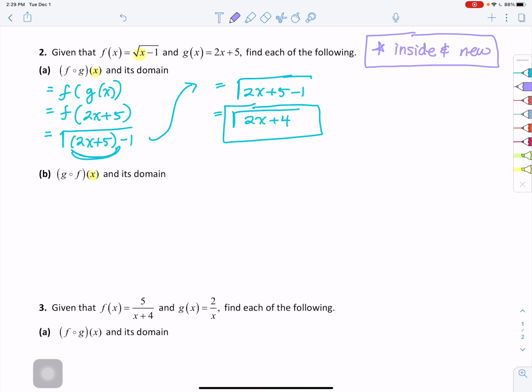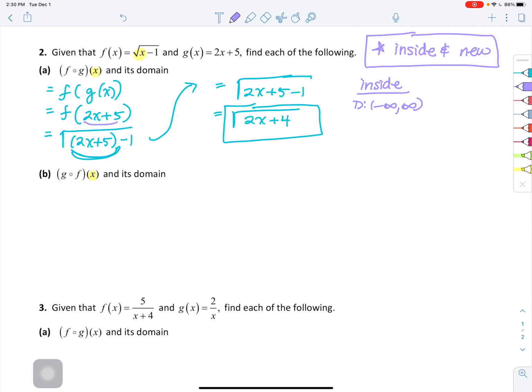The inside function is 2x plus 5. And the domain of the inside function, g, is all reals. It's a polynomial, it's a linear function.